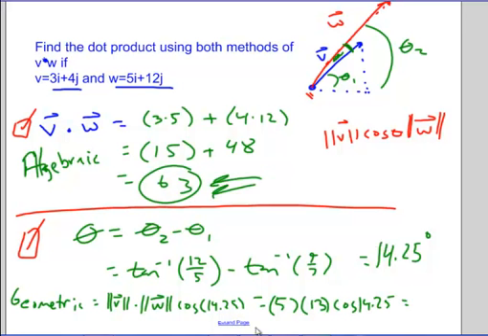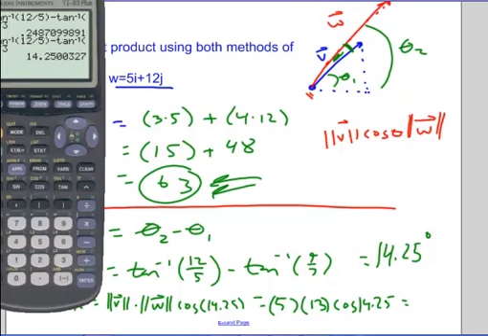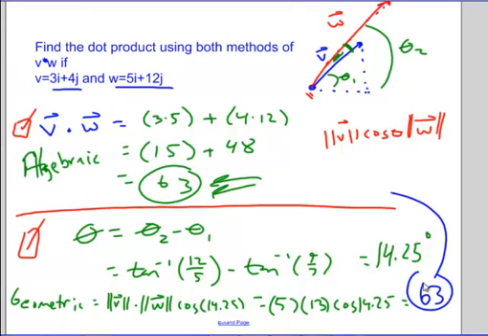Let's cross our fingers here and take out the calculator. We have 5 times 13 times the cos of the answer that we just had, and we get exactly 63 back. And that's as we should expect. Regardless of the method you use, you should get the same answer.